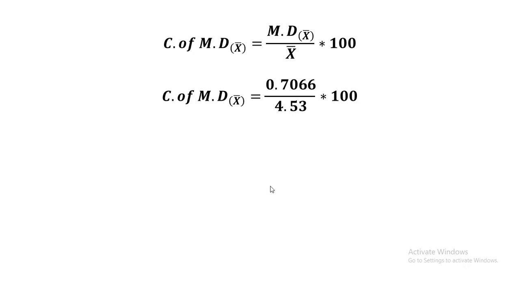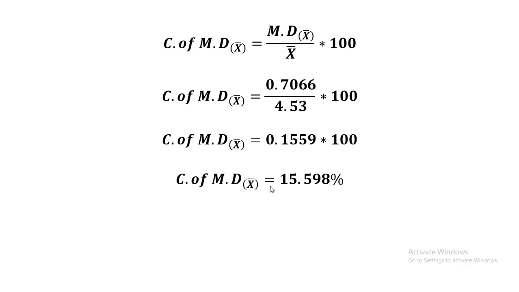So 0.7066 divided by 4.53 multiplied by 100. Solving it gives me 15.598%. So my coefficient of mean deviation is equal to 15.598.